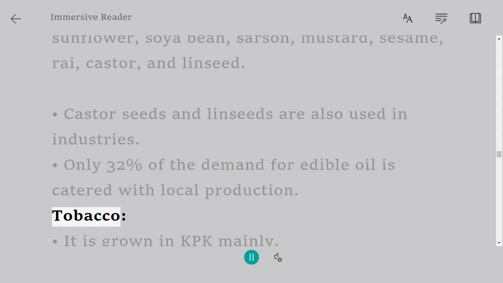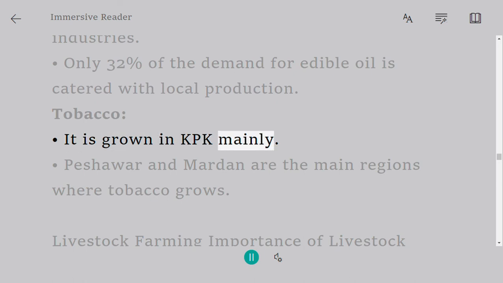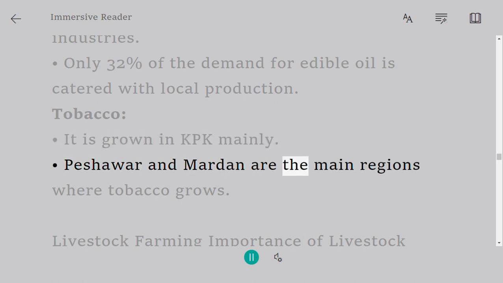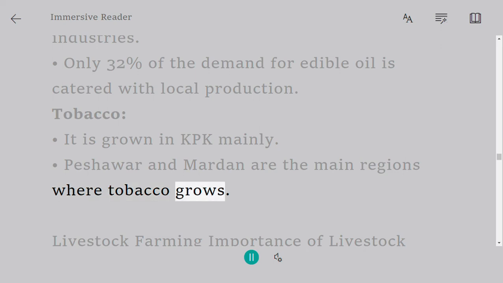Tobacco. It is grown in KPK mainly. Peshawar and Mardan are the main regions where tobacco grows.